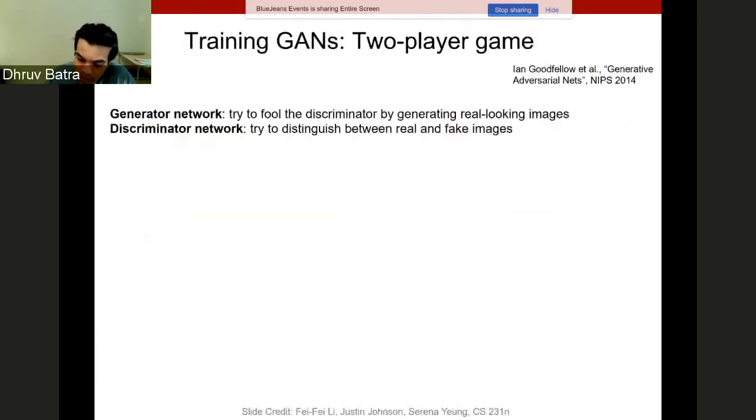And so the route that we're going to go, which is the route proposed in the original GANs paper, the Generative Adversarial Nets paper from NeurIPS 2014, is to think of this as a two-player game, and set up a discriminator neural network that will try to distinguish between real and generated. I much prefer the term generated over fake, between real and generated samples.